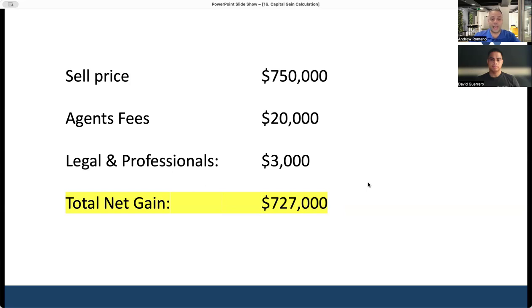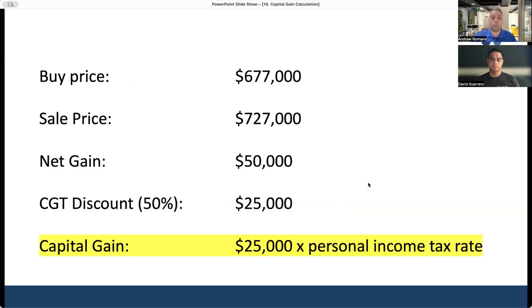So now, when we calculate the actual capital gain, we look at the total buy price, which equals the cost base, which included the purchase price, the stamp duty, and the professional fees, resulting in a $677,000 total. When we sold the property, this was the price received by the vendor, less the agent fees and the legal fees. So now if we subtract 677 from 727, that gives you a total net gain of $50,000.